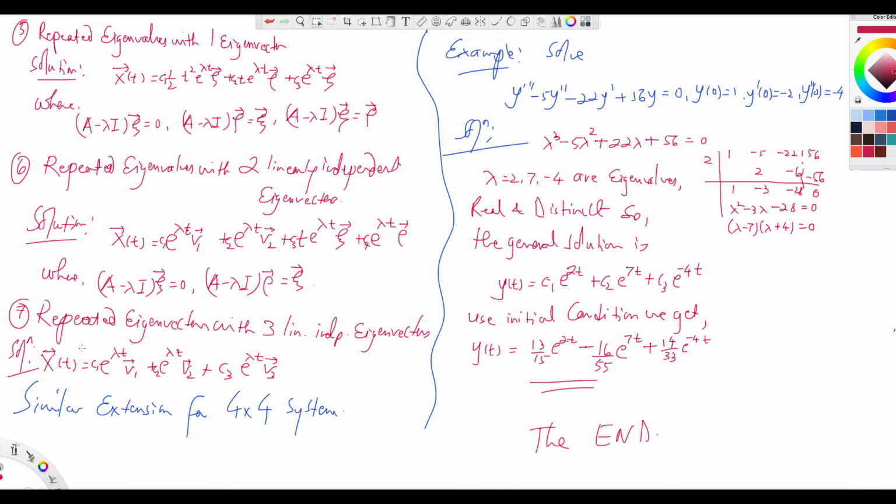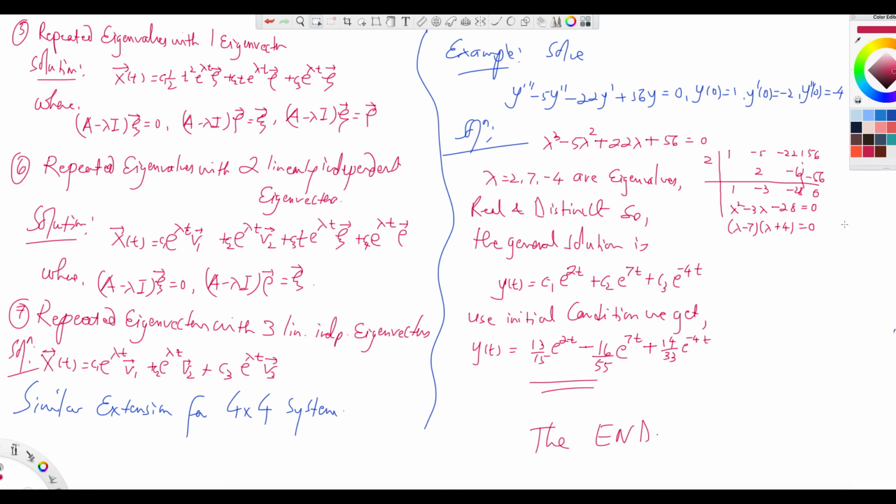So the next one is the repeated eigenvalue with three linearly independent eigenvectors. If the eigenvalues are the same but there are three different linearly independent eigenvectors, then in that case you will have c1 e to the lambda t v1, c2 e to the lambda t v2, and c3 e to the lambda t v3. So lambda t will be the same, but v1, v2, v3 are different. You can extend this rule for the 4x4 system, as we extended from 2x2 to 3x3.